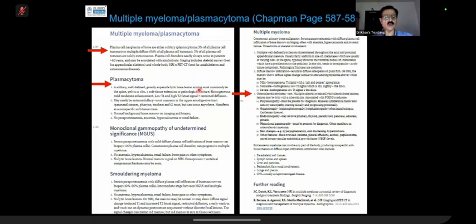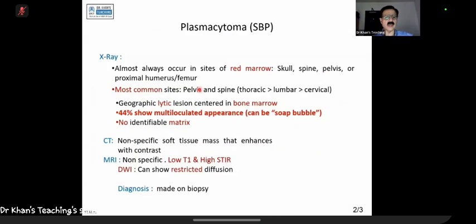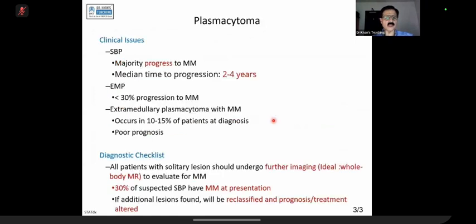The rest of the stuff, I'll show you a few cases to make the point. But as far as plasmacytoma is concerned, it will be in red marrow areas, and it will be lytic. 44% show a multiloculated soap bubble appearance. And look at this, the majority progress to multiple myeloma in 2 to 4 years.